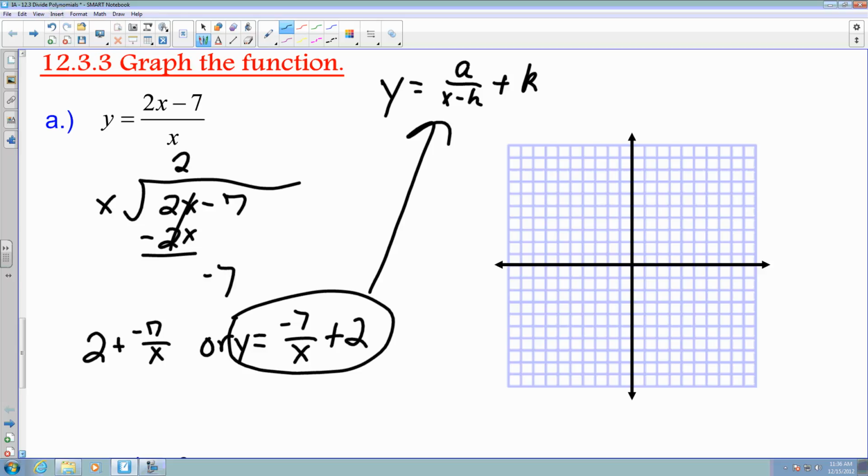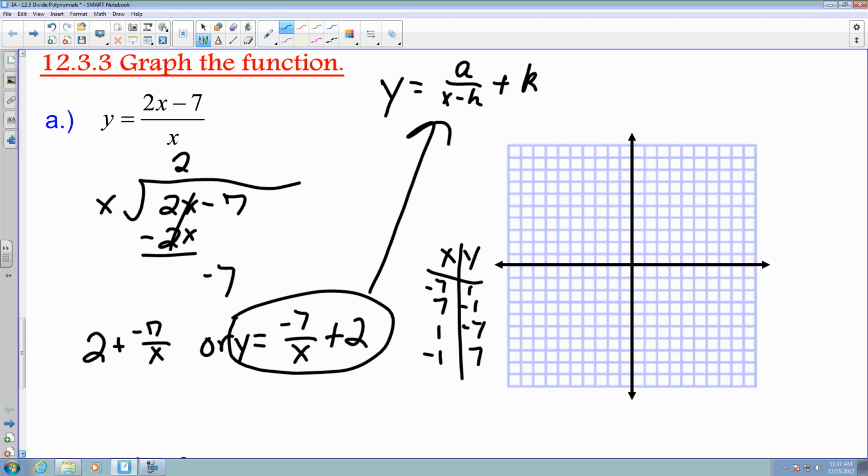And that looks a lot like this, where our h is 0 and our k is 2. And so then now you just do the same things that you did when we did section 12.2. So we make a t-table as if we didn't have a k or an h in there at all. So we have negative 7, 7, 1, negative 1. And so if we substitute in those x values in for y, we would get 1, negative 1, negative 7, and 7. And so I'm going to plot those points.